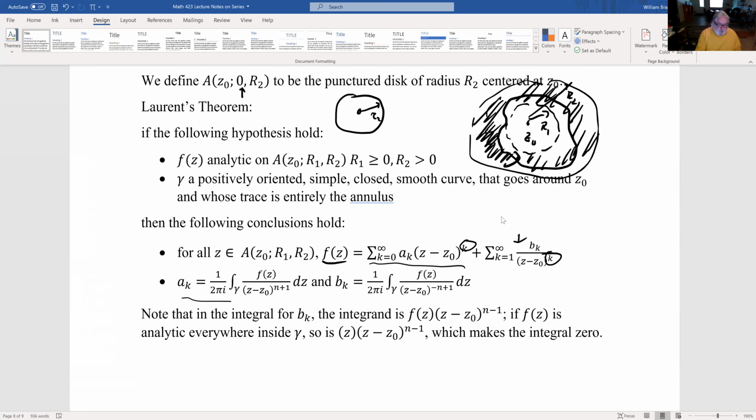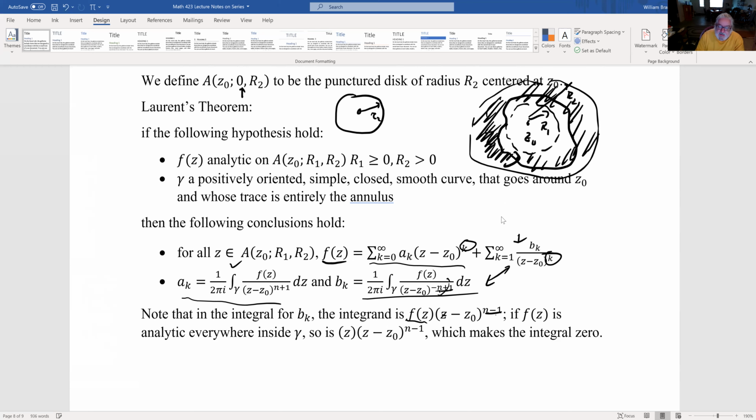And then you have these formulas, which you could recognize as being from the Cauchy integral formula. So they're related to the derivatives of f of z. These are the coefficients of the Taylor series. These are the coefficients, the bk from over there. In the integral for bk, the integrand is actually z minus z0 to the n minus 1. So if you bring this term up to the top, it shows up with an n minus 1.